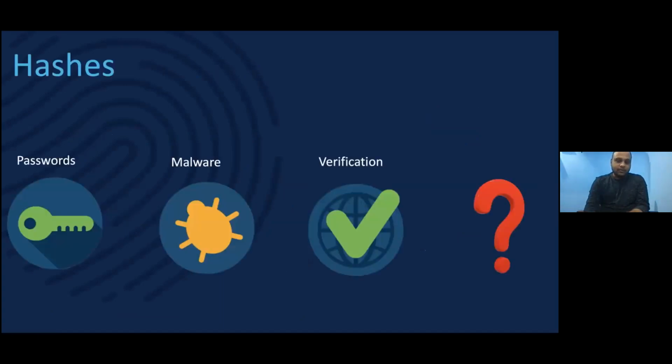So where is hashing being implemented? Hashing is being implemented for passwords, for malware, and for verification of data. So how is it implemented in passwords? We all have accounts on multiple websites and applications. One definite example is Facebook, where people have an account, and also Gmail, LinkedIn, and multiple other websites where we have accounts.